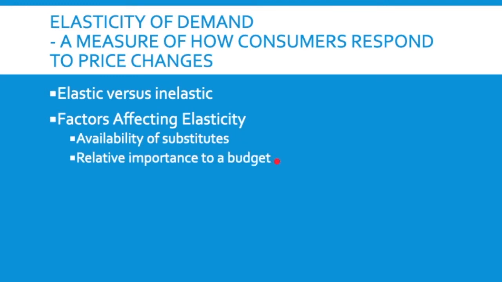Think about the relative importance to a budget. If I drink, say, 5 cups of coffee a week, that's a pretty big part of my weekly budget. So if the price changes for coffee, I'd have a very elastic demand because it's a big part of my budget. But I don't like tea. Let's say the price of tea went up and I only drink tea once a month, my demand would be inelastic. If the price of tea went from $4 to $6, it probably wouldn't change how much tea I drink because I don't drink it very often. So it depends on how much of your budget something is.